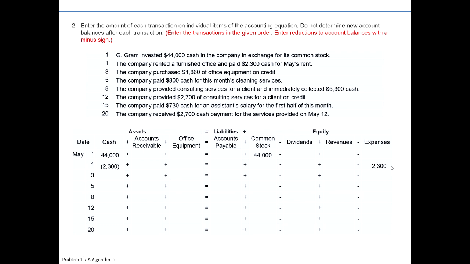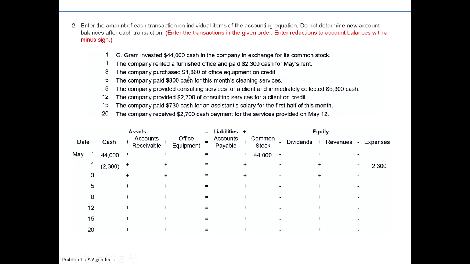Now, again, on the surface, you may say, this doesn't leave the accounting equation in balance because I have a subtraction of cash here, but in addition to expenses. But keep in mind, expenses subtract from equity. So ultimately, we have left the accounting equation in balance because if we looked at our equity overall, it would be our $44,000 in common stock minus our $2,300 in expenses, and that would balance out to our asset amount.